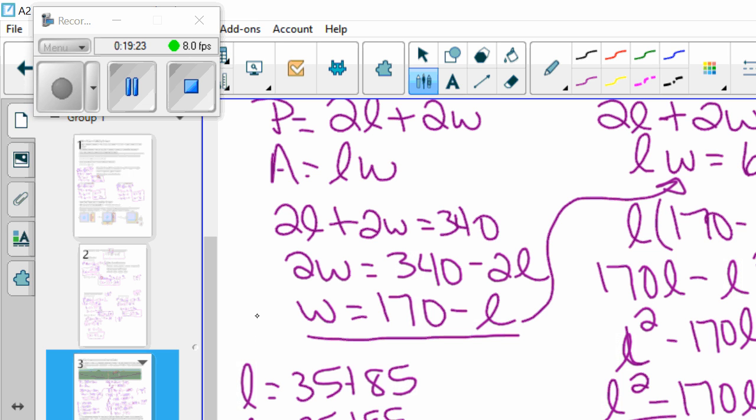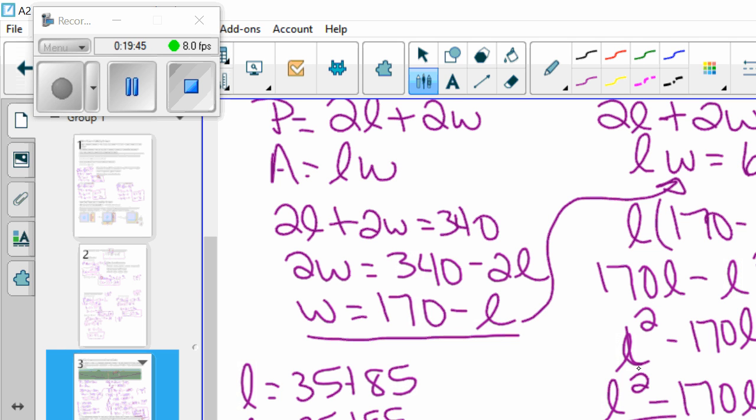Okay. So what do I need? I need 2 sides at 120 meters and 2 sides at 50 meters to get that rectangular pasture.